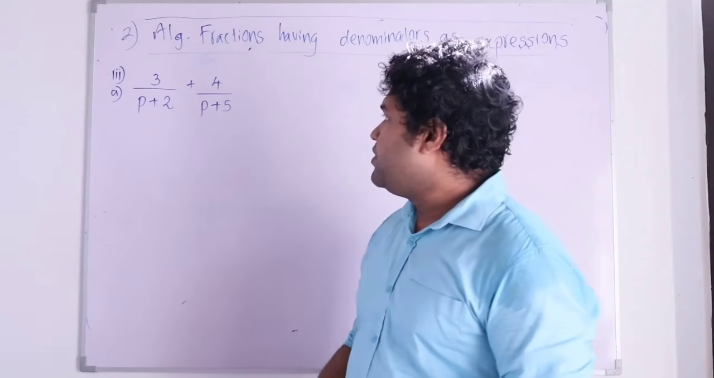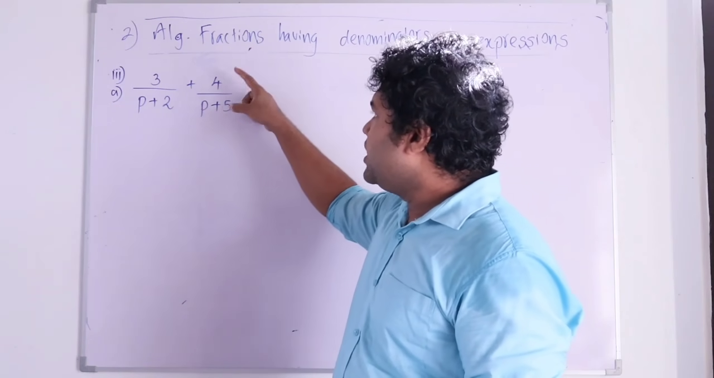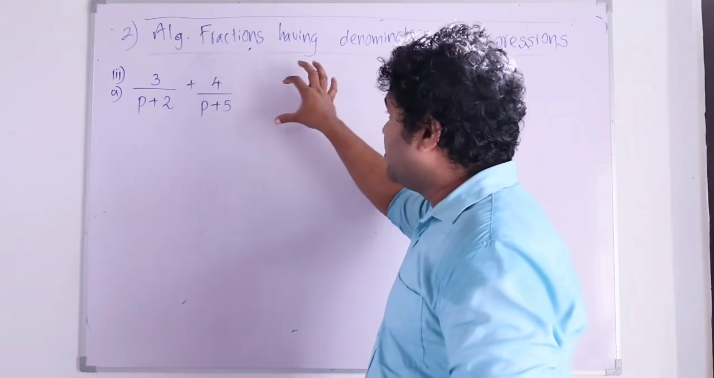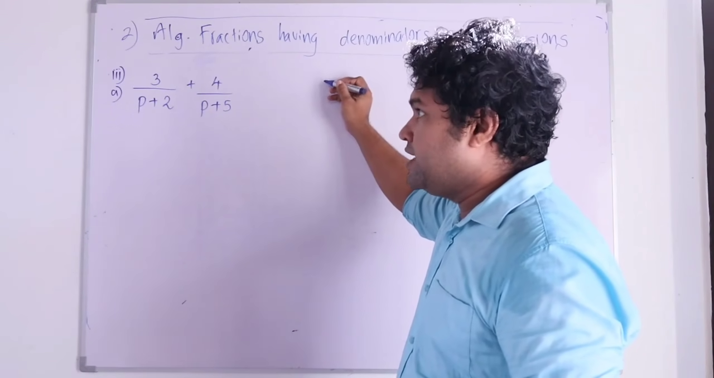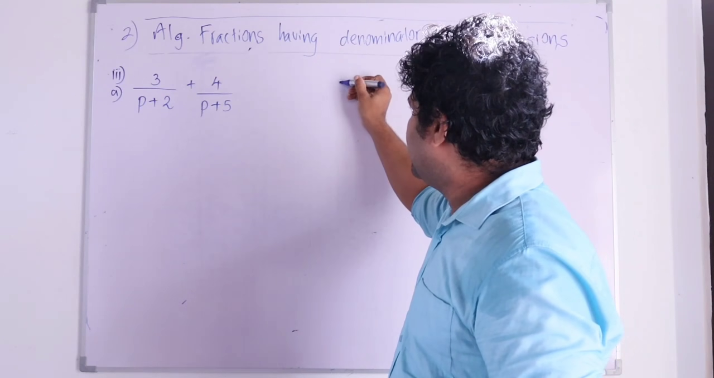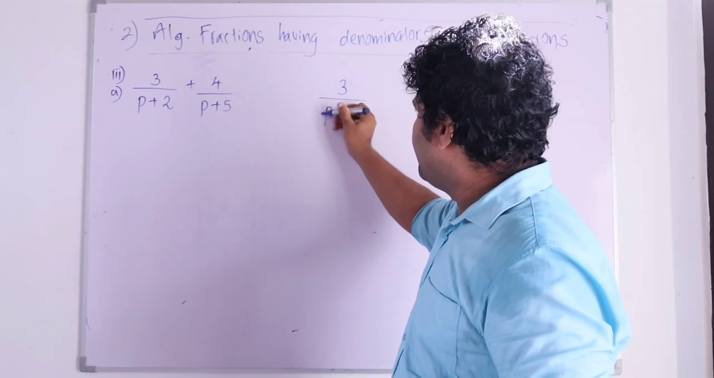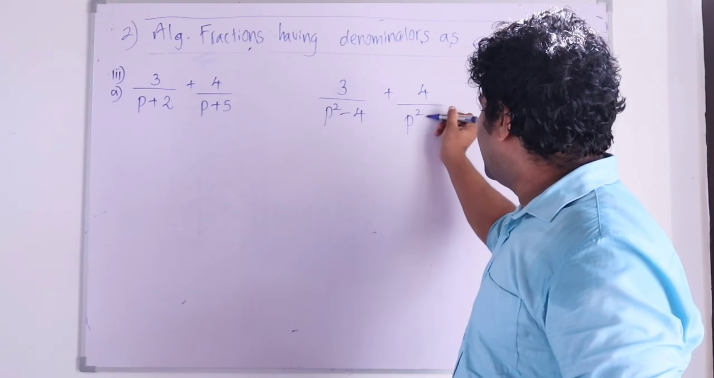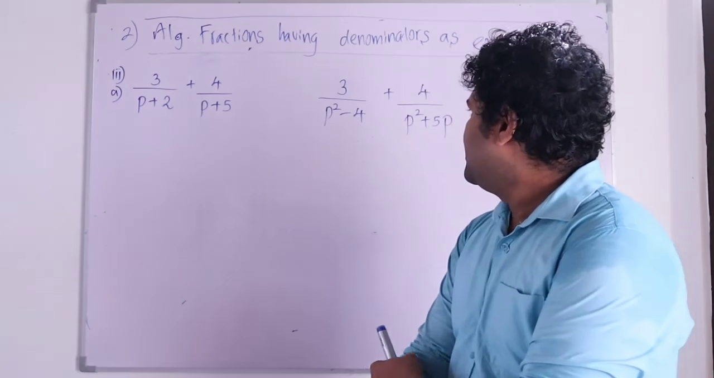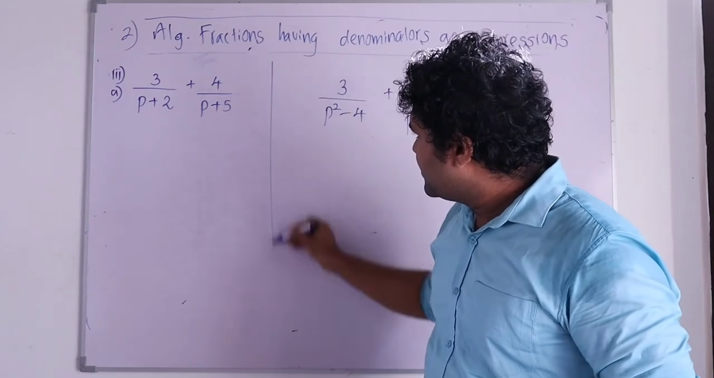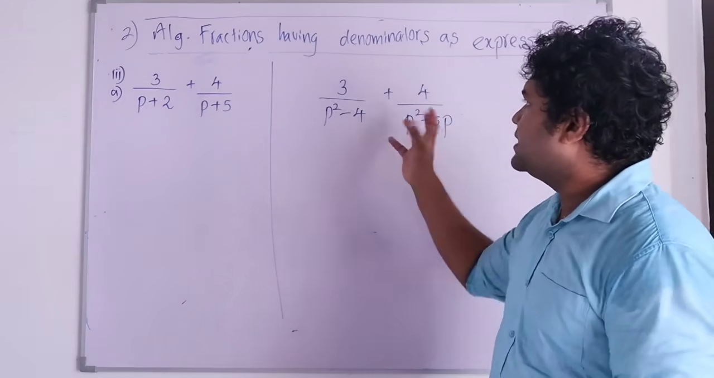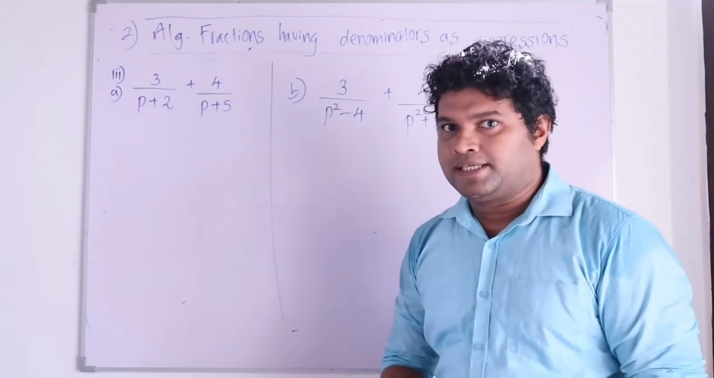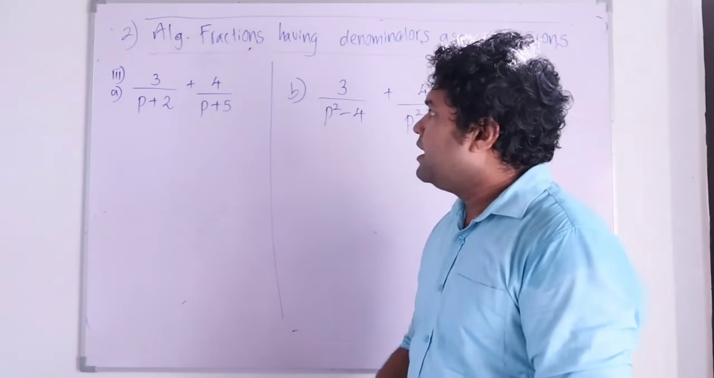Example number 3. We have a different question: 3 over p plus 2 plus 4 over p plus 5. And regarding this, I am going to give another small change. It's a dangerous change actually. If I give you 3 over p square minus 4 plus 4 over p square plus 5p, then compare the denominators. Mainly you have to focus on the denominators, otherwise you cannot start the problem.